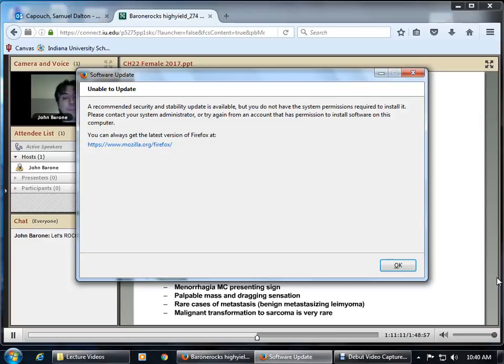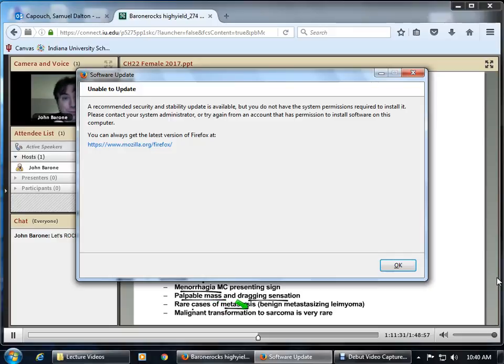Now let's go to clinical. This is going to present usually with irregular vaginal bleeding. So heavy periods because it's pushing on the endometrium. It could present as a palpable mass, like a dragon situation. Something's holding me down. You have these big old tumors. Rare cases can metastasize.